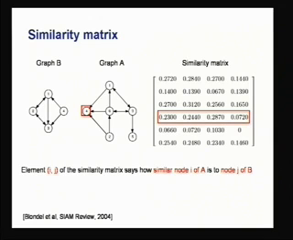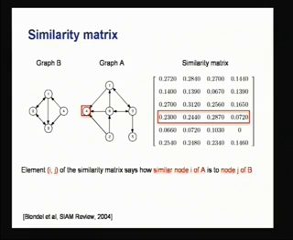Other potential applications are when both graphs are equal, in which case what we do is essentially characterizing how similar nodes in the same graph are. So we just have one graph and we try to express how similar nodes are in this graph.